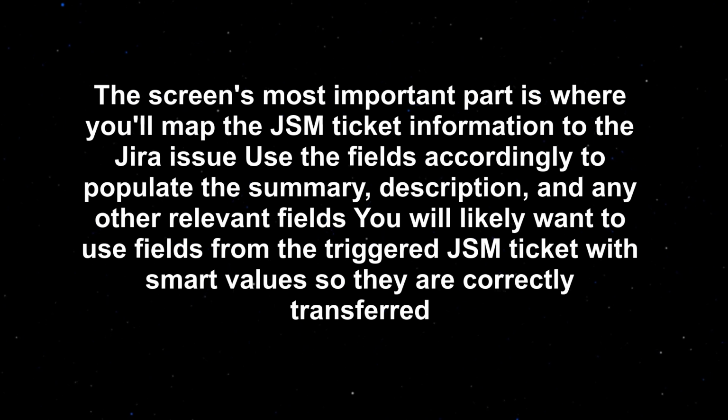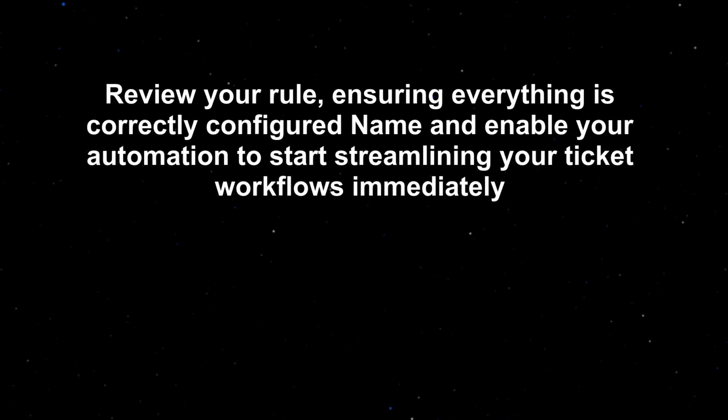You will likely want to use fields from the triggered JSM ticket with smart values so they are correctly transferred. Review your rule, ensuring everything is correctly configured. Name and enable your automation to start streamlining your ticket workflows immediately.